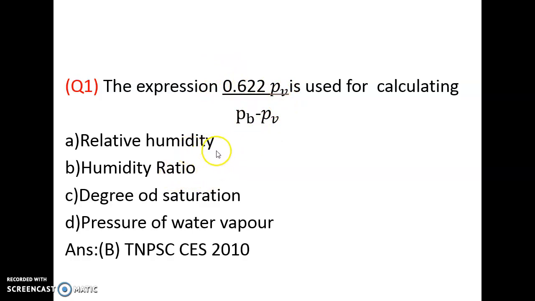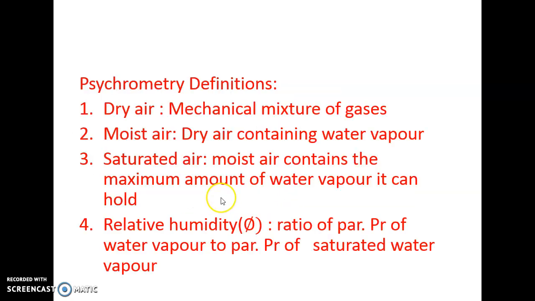Relative humidity is the ratio of partial pressure of water vapor to partial pressure of saturated water vapor. That is phi. The degree of saturation is given by the symbol psi. Psi equals W by Ws, the humidity ratio at the saturated condition. W by the humidity ratio at the saturated condition is said to be the degree of saturation. PV is the partial pressure of water vapor, so the answer is B.